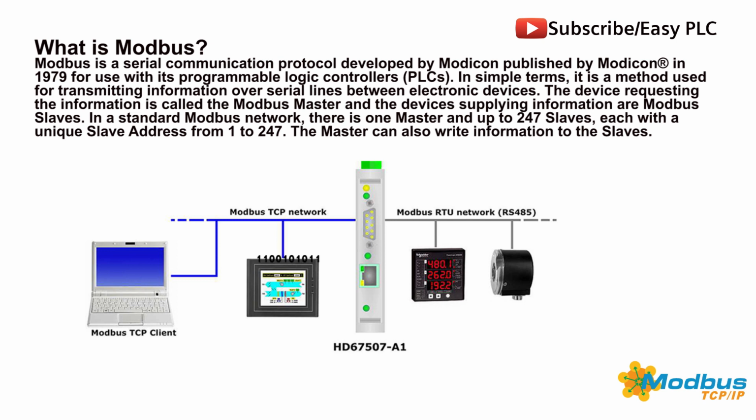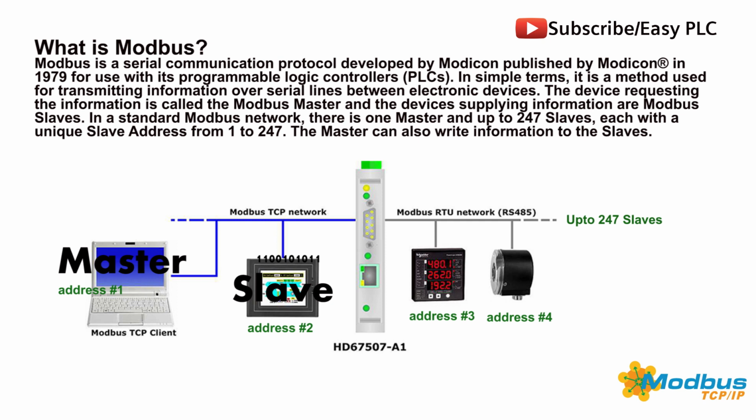The device requesting the information is called the Modbus master, and the devices supplying information are Modbus slaves. In a standard Modbus network, there is one master and up to 247 slaves, each with a unique slave address from 1 to 247. The master can also write information to the slaves.